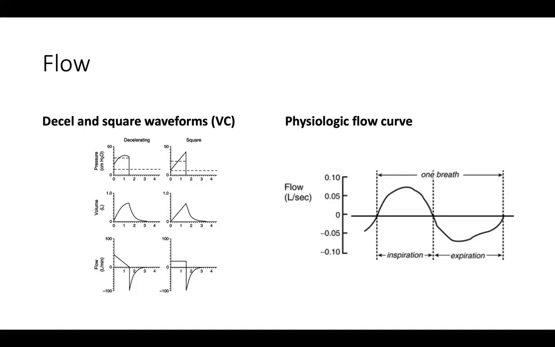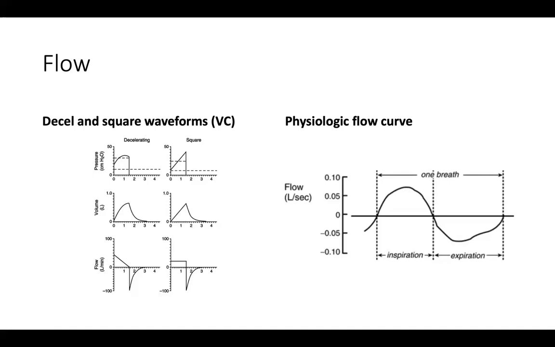And that is where you start to hear about the decelerating waveforms. If you look at the left-hand side of that diagram, the flow curve on the bottom with that line that is descending throughout the breath represents your decelerating waveform. So you deliver the highest amount of flow right at the beginning of the breath, and then it slows down throughout the breath. And that is a little bit more physiologic. You can kind of convince yourself if you compare that to the sinusoidal curve on the right.